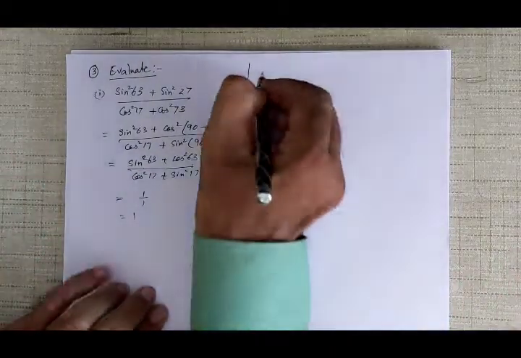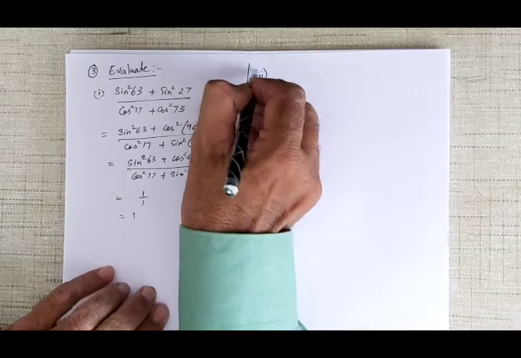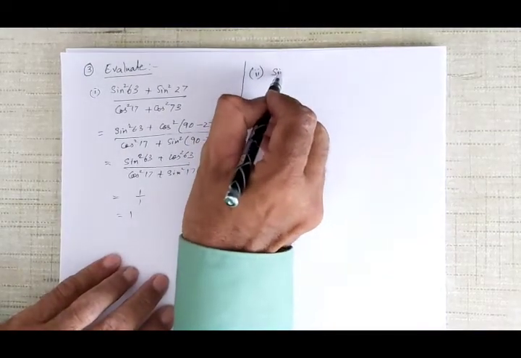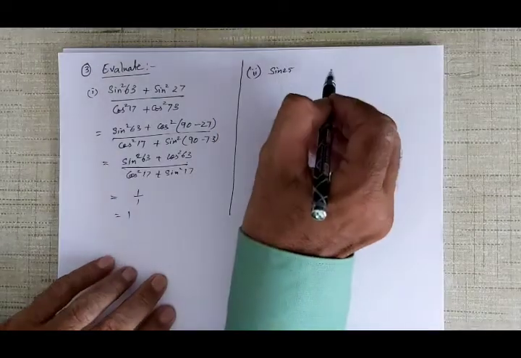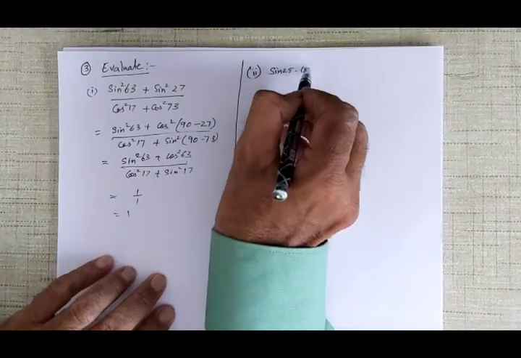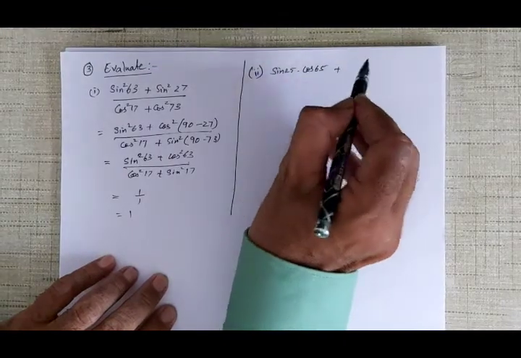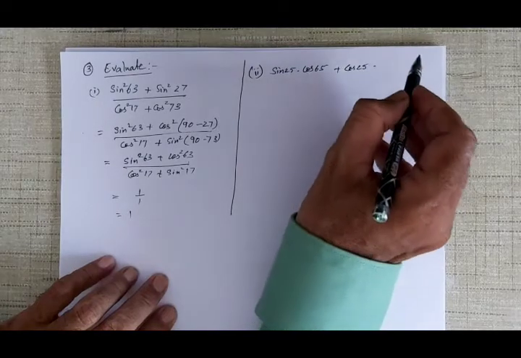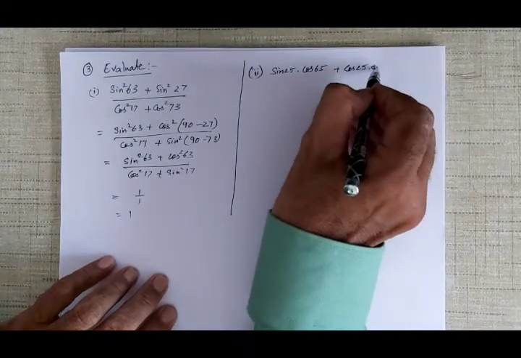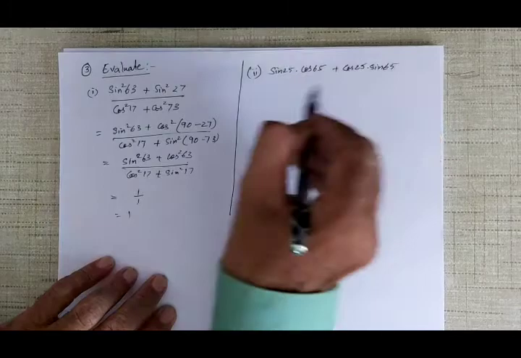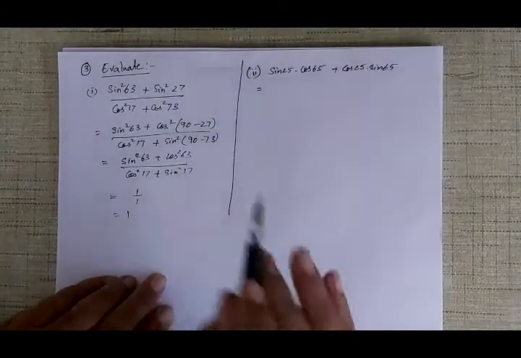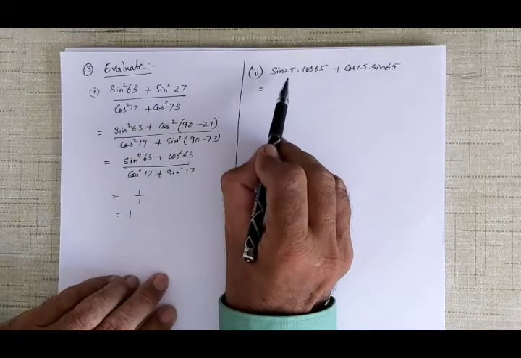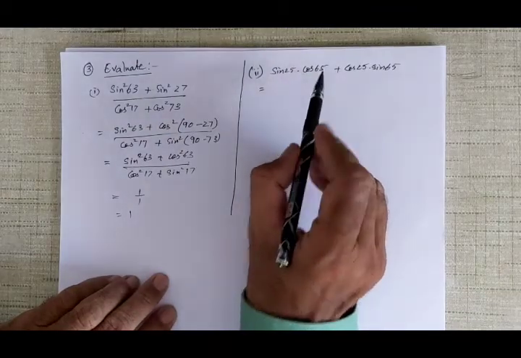Look at the second question here. The second question says sine 25 into cos 65 plus cos 25 into sine 65. Again, you see the same thing. Here there are no two different ways of doing it, so there will never be any confusion whatsoever. See, sine 25 and cos 65. Change one of the two.